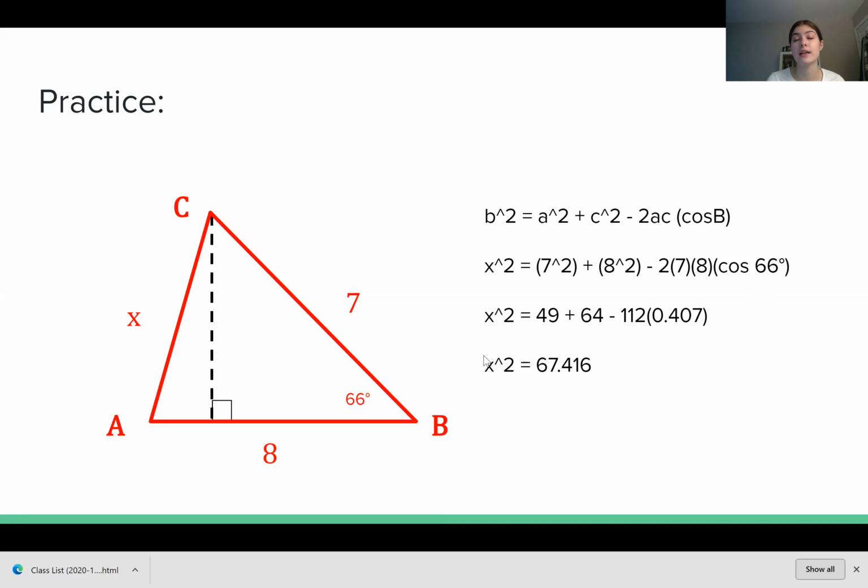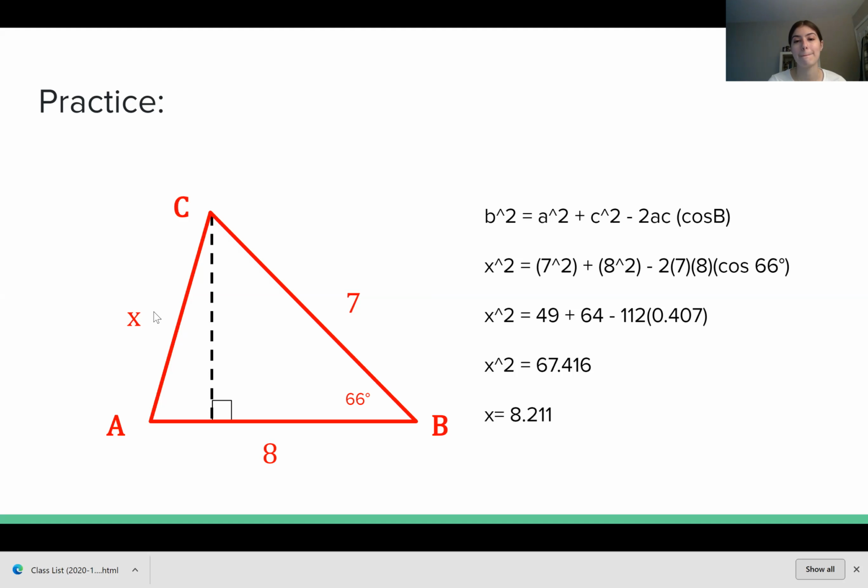And again, this is x squared. So remember that when you're using the law of cosines, you're working with squares. You have to remember to take the square root. That is super important. So once we take the square root of both sides, we'll take the square root of x squared, which is just x, which is what we want, and then we'll take the square root of 67.416, which is 8.211. So the missing length of side B is 8.211 units.